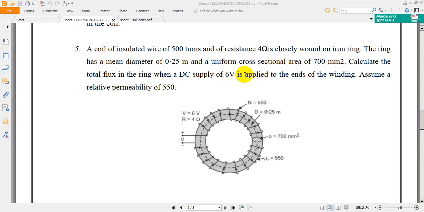In problem number 5, we have an insulated coil of 500 turns with resistance 4 ohms, which is wound on an iron ring. The ring has a diameter of 0.25 meters and a uniform cross-sectional area of 700 mm square. Calculate the total flux in the ring when a DC supply of 6 volts is applied to the ends of the winding, assuming the relative permeability of the core as 550. As 550, not ohms, as 550.